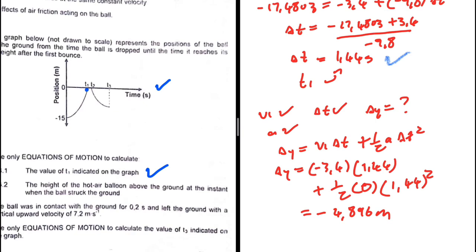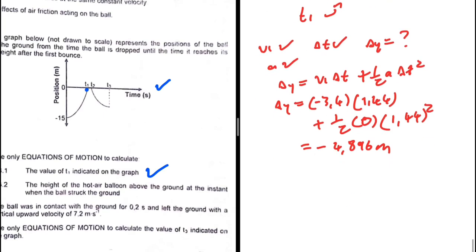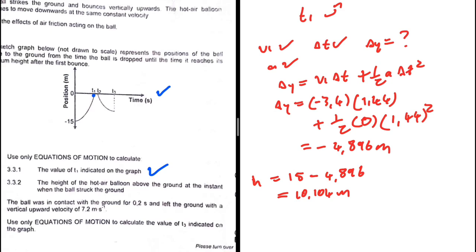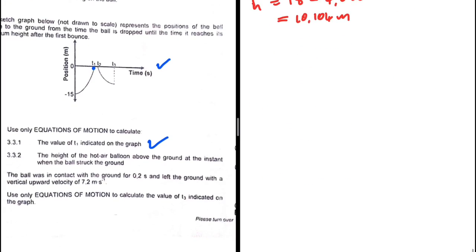Right. Well, we can't. We are interested in the height above the ground. I hope you didn't make that mistake. Right. So the height above the ground will be 15, right? Its initial height above the ground minus the height that it, or the displacement, the distance it has traveled, which is 4.896 meters. So let's see, what is 15 minus 4.896? 10.104 meters. So that is the height of the hot air balloon above the ground when the ball strikes the ground. Okay, let's move forward.